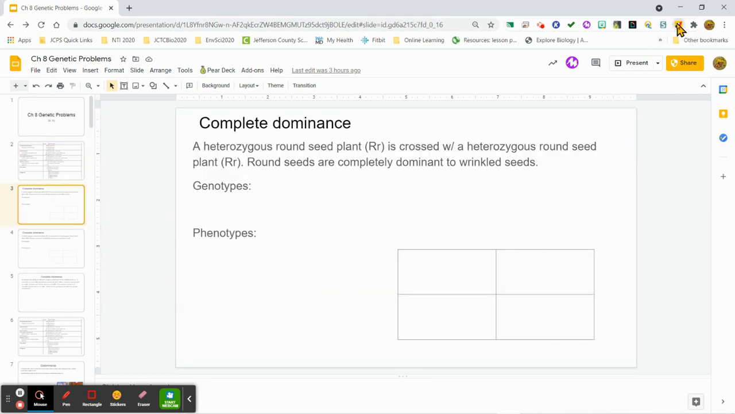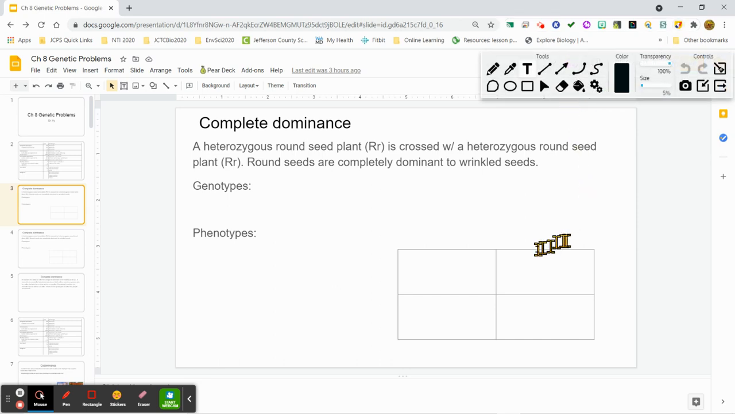So I'll go ahead and get started here. So here it says a heterozygous round seed. So this is heterozygous, right? So it's big R, little r, crossed with a heterozygous round seed plant. So you have two heterozygous seeds. And it says round seeds are completely dominant to wrinkled seeds.